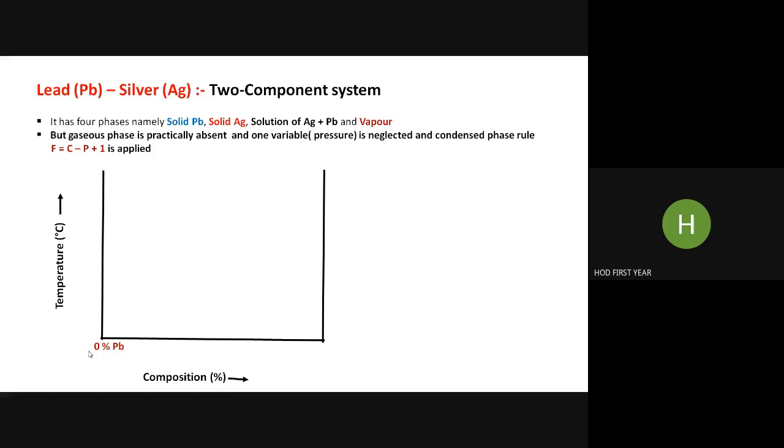As I told you, we will perform two experiments. Initially, we will have 100% silver, and I will start adding lead into it and see the effect of temperature on the solubility. That is one experiment. In the other experiment, I take 100% lead and start adding silver into it, and see the effect of temperature and composition. Do you understand this? If not, you can stop at any point and I will explain. No problem.